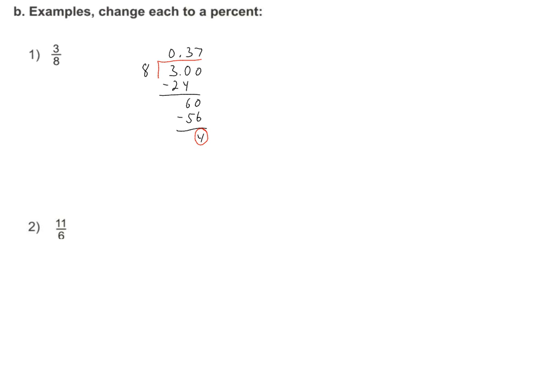If it was a 0, I'd be done. But I take the 4 and I divide it by the divisor, the 8. And of course, now what do I have? I have 0.37 and 4/8. Now I can therefore then call that 0.37 and a half, right?